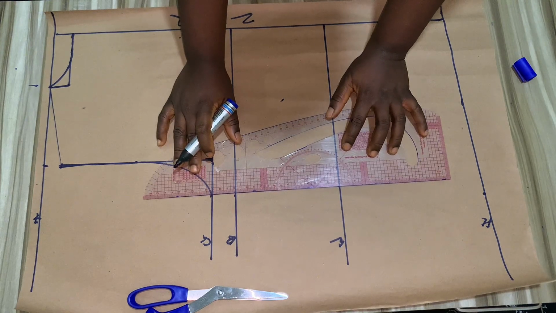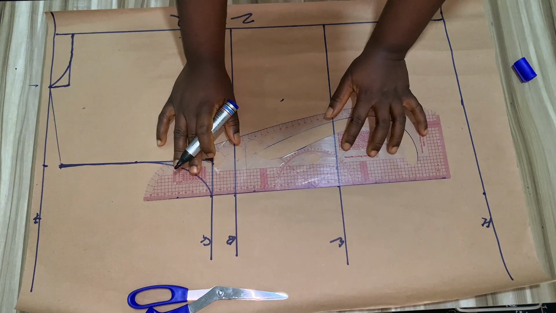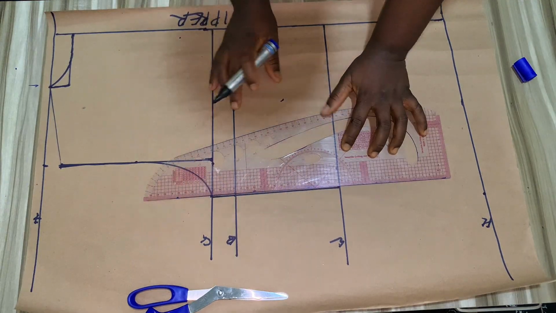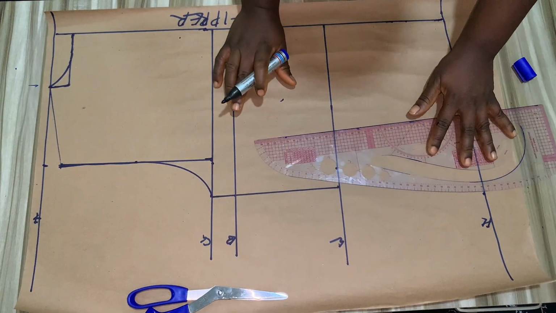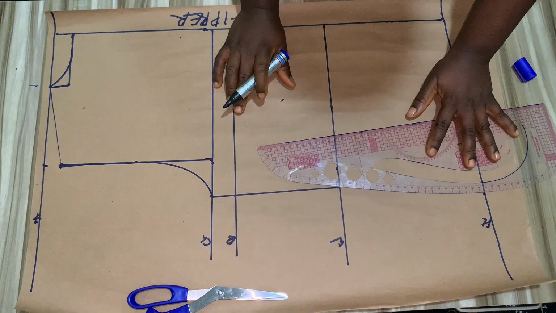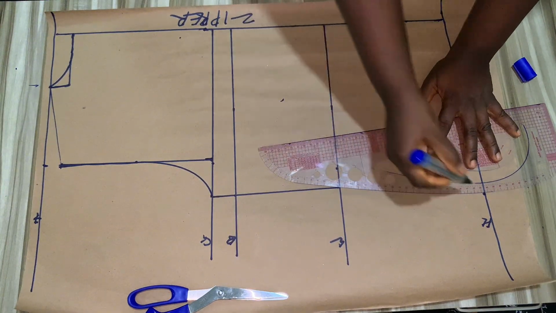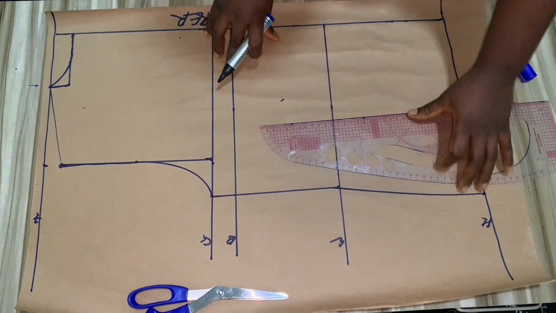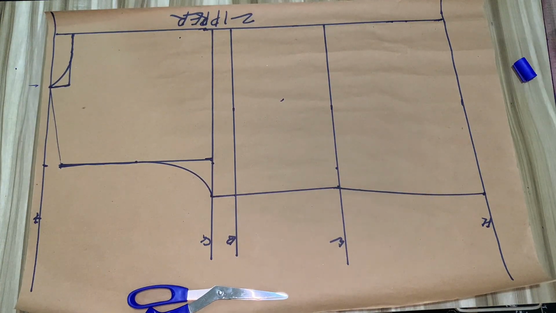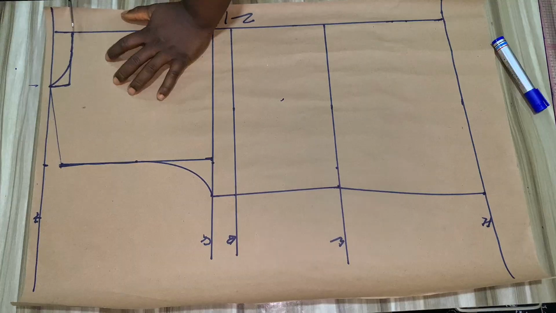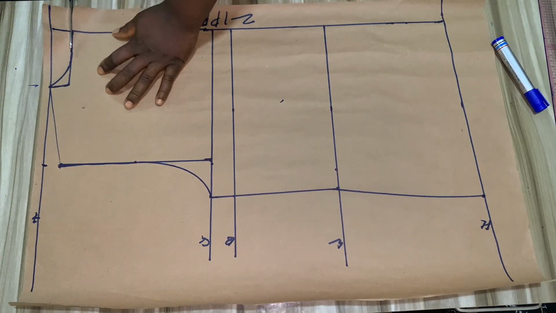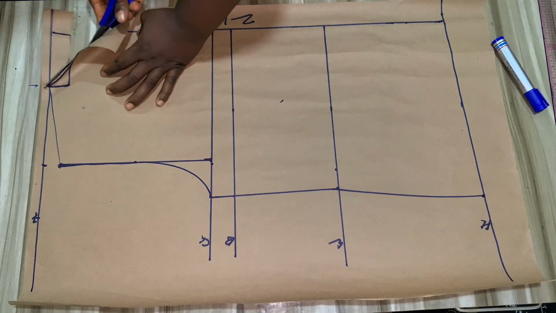After this, I'll use my pattern master to connect these lines together. You can see that I use the straight part of the pattern master to connect from the chest line to the waistline, while I use the curvy part of the pattern master to connect from the waistline to the hip line. This is for it to give me that curvy look around the hip area. You can see how beautiful that hip curve is. Now let me trim off the excess.